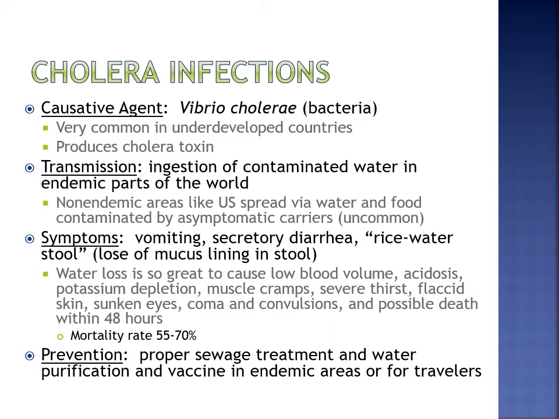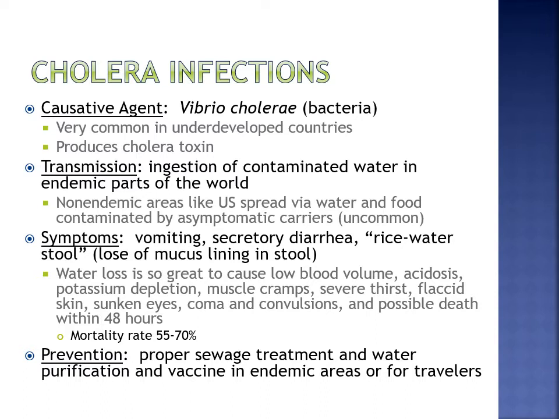Symptoms for this are vomiting, secretory diarrhea, which just means it's very watery, and then rice water stool. Essentially what happens is that toxin, that cholera toxin, breaks down the mucus lining of the intestines, so you lose that in the stool as well, and it creates this kind of clumping effect.